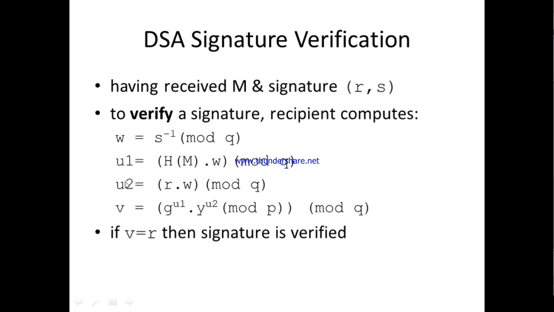Using these W, U1 and U2, we are going to generate V. G is the public value, Y is the public value, so V is G power U1 and Y power U2 mod P mod Q. So finally the value will be in the range of mod Q. This generated V and the received R should be equal. The received S we are using for generating W. In such a way V and R will be compared. If both are the same, it will be accepted, otherwise it will be rejected.